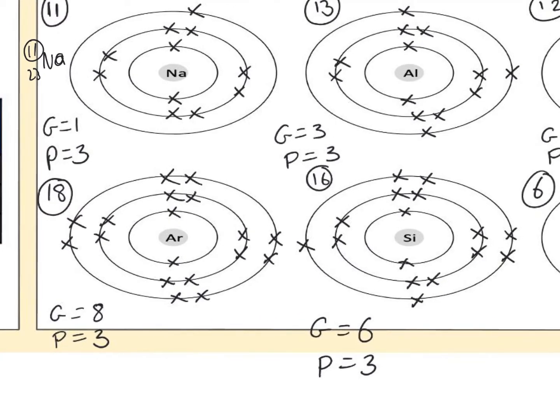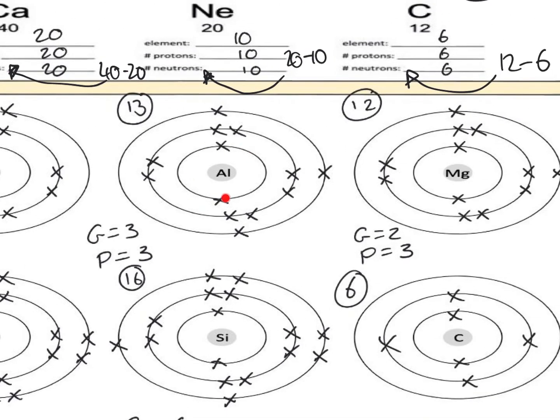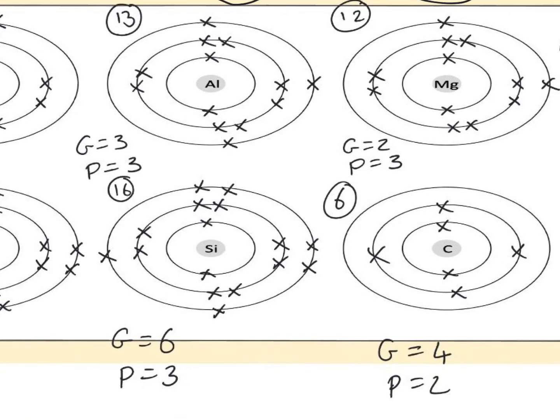Atomic number 18, so 2 go in the first shell, 8 go in the second shell, 8 go in the next shell. Group 8, period 3. Aluminium then, 2 go in the first shell, 8 go in the second shell, that adds up to 10. You've got 13, so 3 left. So group 3, period 3. Silicon then, 16, so 2 go in the first shell, 8 go in the second shell, 6 go in the next shell, so group 6, period 3.